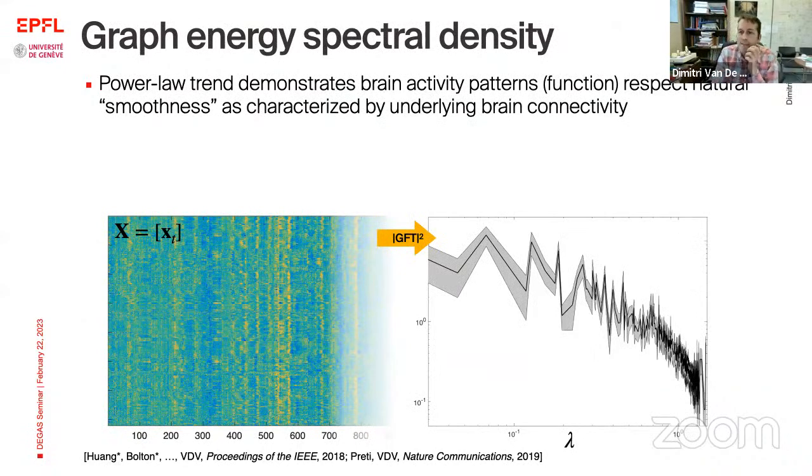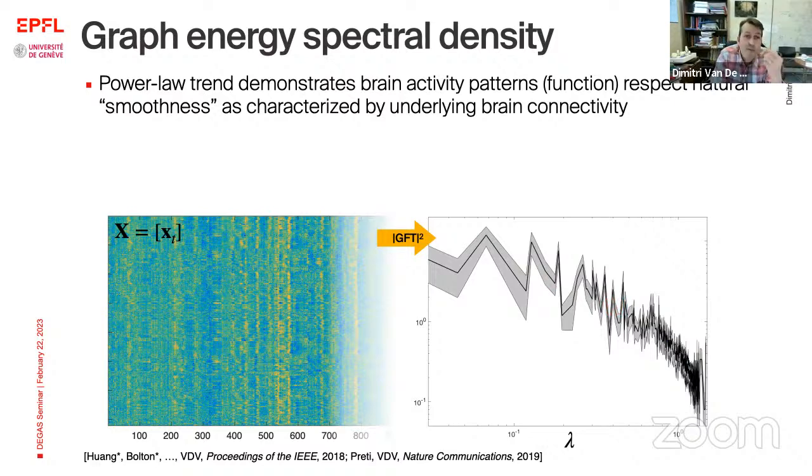So once we have that, we can now use our graph Fourier transform to have a first look at our graph signals. And the very first thing I like to show you is how the graph energy spectral density looks like. So very simple, we're going to take our fMRI data matrix. Every column here, so every graph signal, will be transformed into the graph spectral domain, we will compute the energy and the average, and this is basically in a log-log scale what you get.